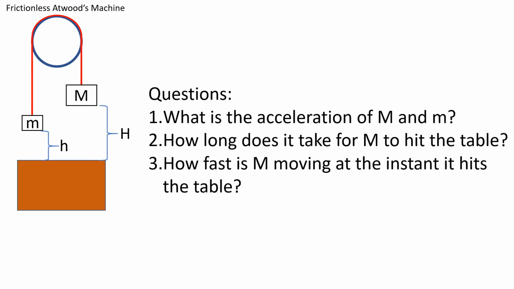And we want to answer these questions. What is the acceleration of these two masses? We will release this system from rest, and then it will accelerate uniformly. The mass big M falling, of course. How fast do they go? So we want to know how long it takes for the mass big M to finally hit the table, and how fast it's moving when it does hit the table.